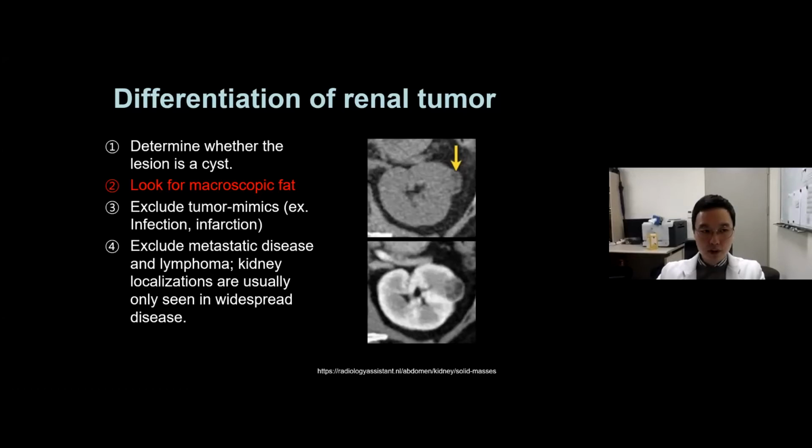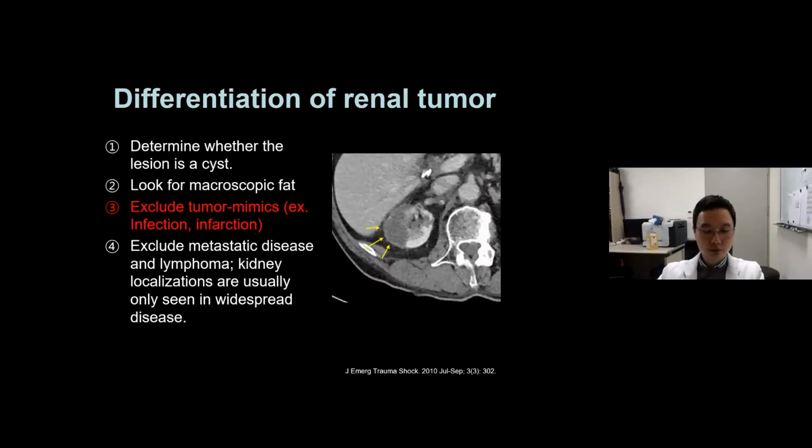So not only the fat, but you need to see whether there is a calcification in that lesion. After excluding this AML, we can then move on to see whether this is really a tumor or not, like cases of infection or infarction. But in most cases, the patient history and the clinical findings can help you to make the right diagnosis.